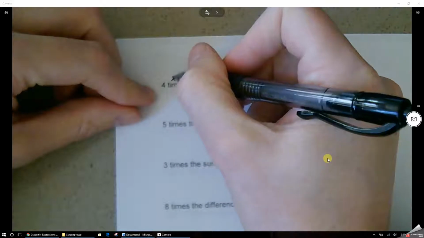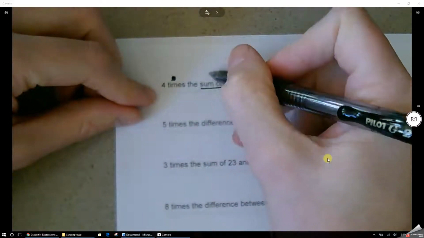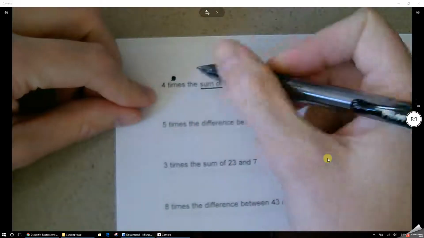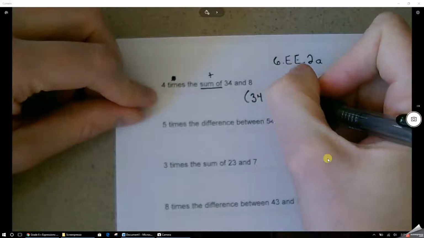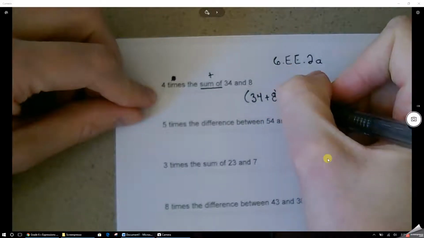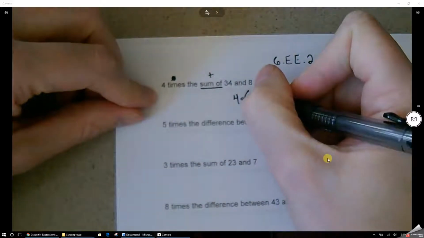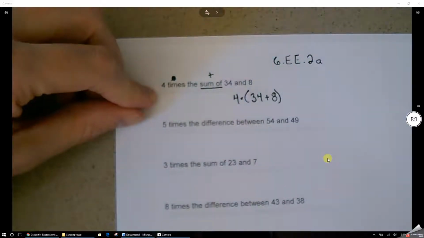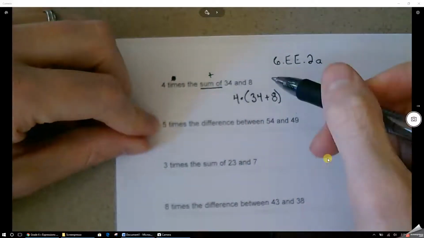Times is your multiplication, so I'm going to use the dot instead of the x. And then sum of refers to addition. So you're timesing the sum of 34 and 8, and you're going to times that by 4. So 4 times, and you can put the multiplication sign in there if you want, 4 times the sum of 34 and 8. I want you to notice sum of ended up with parentheses.